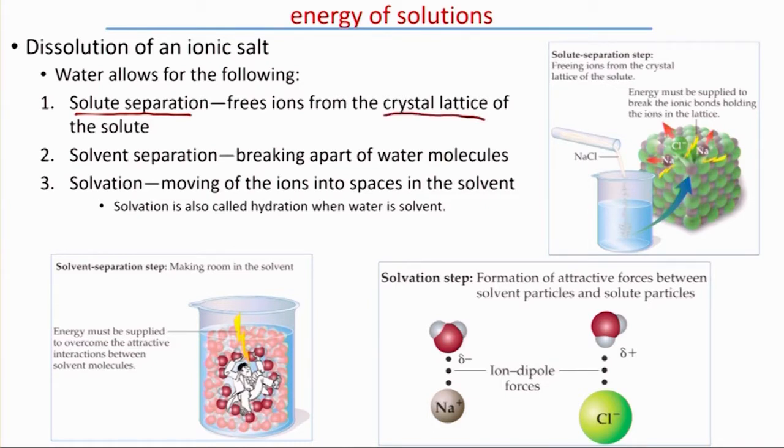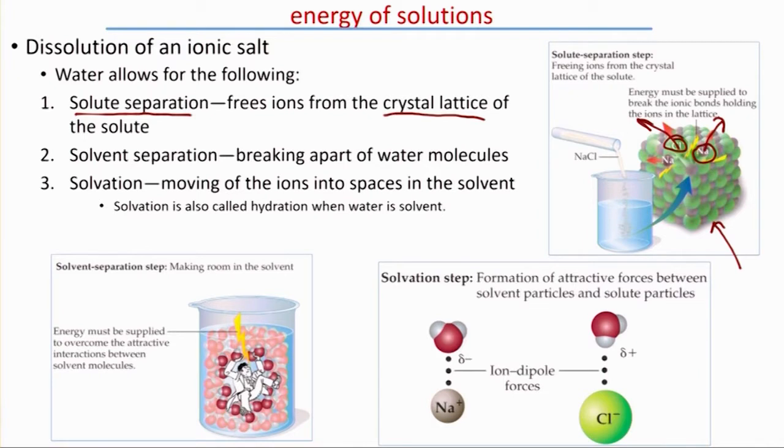Here's the picture. You can see a sodium chloride example. We have that nice lattice holding the cations and anions together, ionic bonding taking place. And these ions, even though they're very attracted to each other, have to break apart and come out of the crystal lattice. So that's the solute separation step.